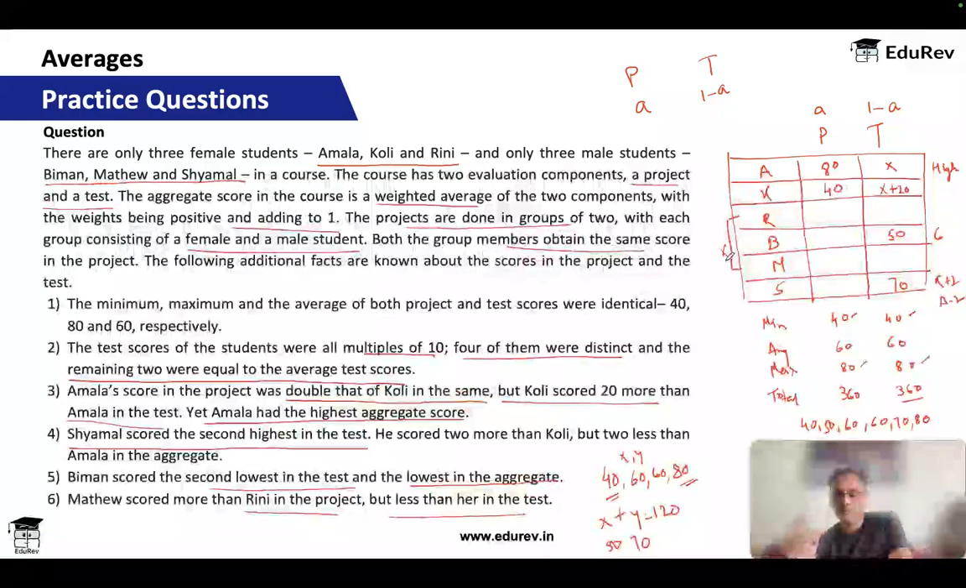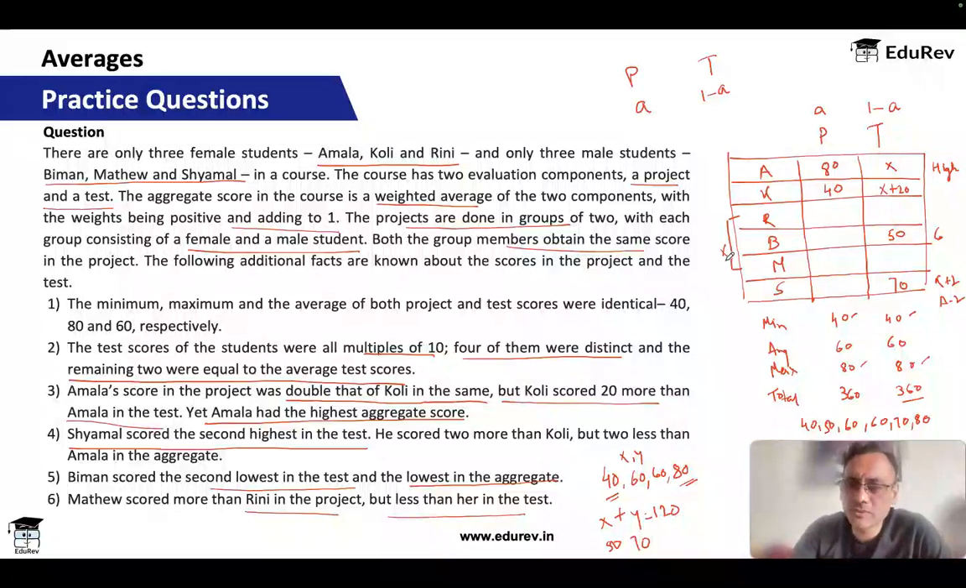Okay, and a male has to be paired with a female. So Amla can pair with whom? And remember, whosoever Amla pairs with will get the same project score. Amla got a project score of 80. So if you see, very unlikely that A will pair with B, because B has ranked 6th overall and A has the highest score. With M is possible. With S in fact has scored just slightly less than Amla, A minus 2. So it's possible that A and S may be a pair. Okay, we're not sure yet, but A and S may be a pair, right?